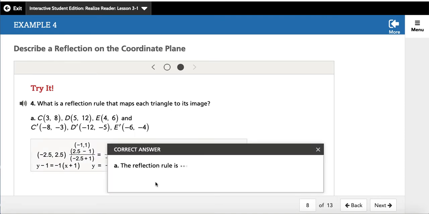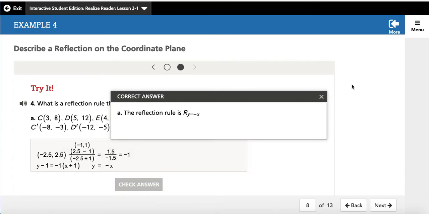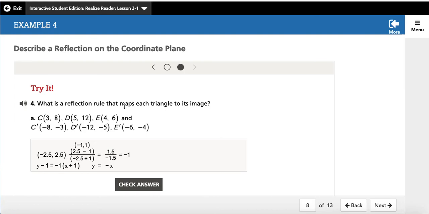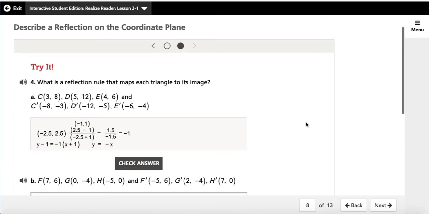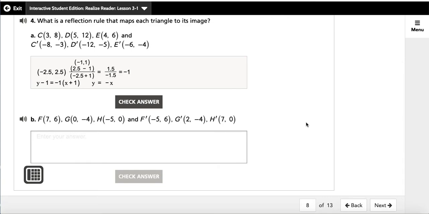The way to write it is like this. You should write it as, the reflection rule is capital R, and then in subscript, y equals negative x. That was the line of reflection. So again, we found 2 midpoints between the pre-image and the image, and then we use those 2 points to find the equation of the line. If you want to, click pause again and try this one, and then come back when you're ready.